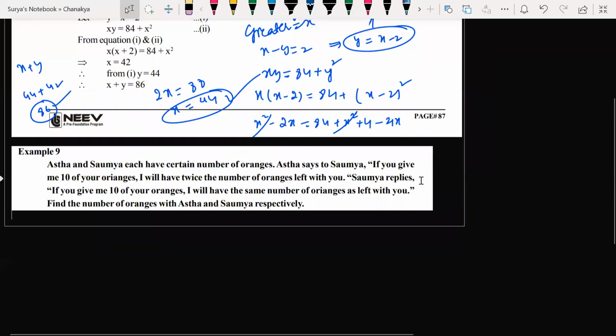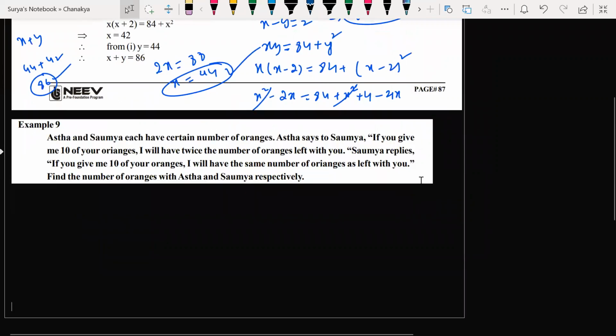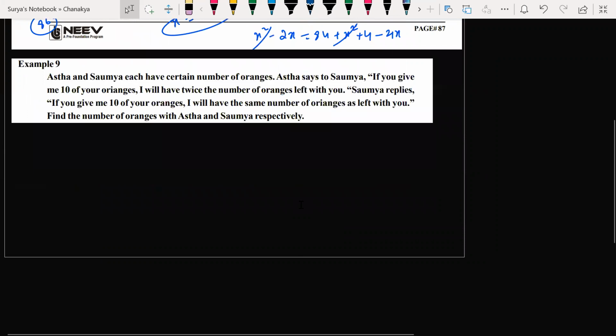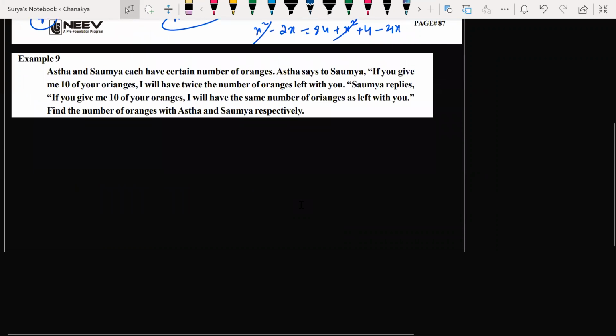Okay, let's solve this. What he has given: Astha and Soumya each have a certain number of oranges. Astha says to Soumya, if you give me 10 of your oranges, I will have twice the number of oranges left with you. Soumya replies, if you give me 10 of your oranges, I will have the same number of oranges as you left with you. So find the number of oranges Astha and Soumya have respectively.